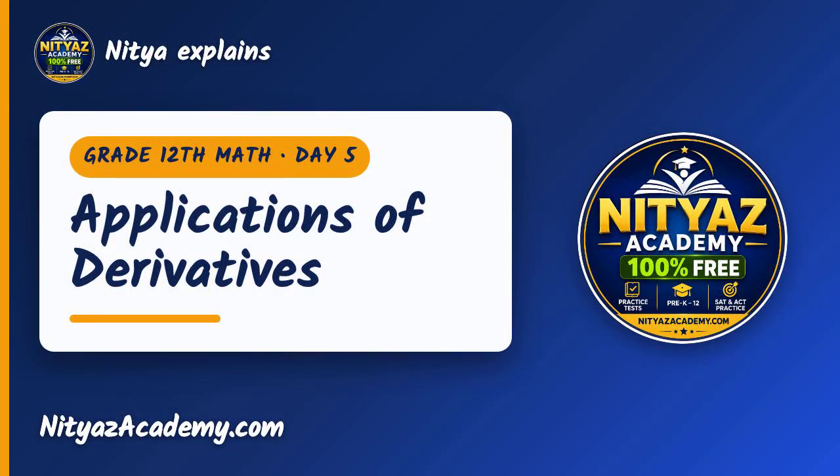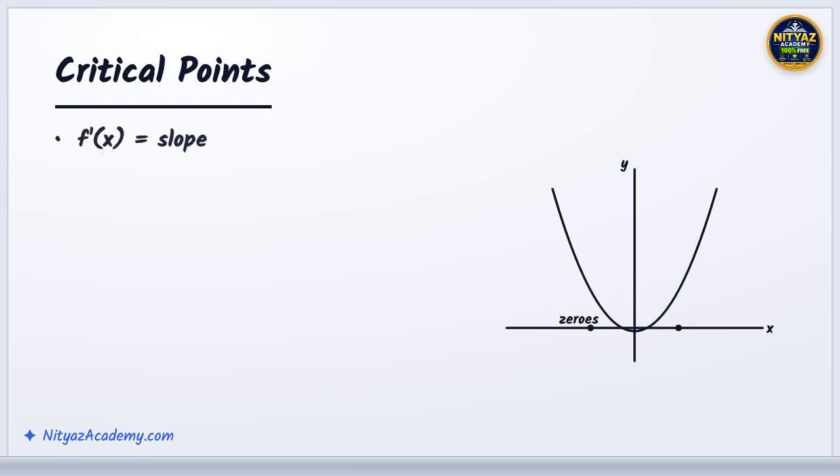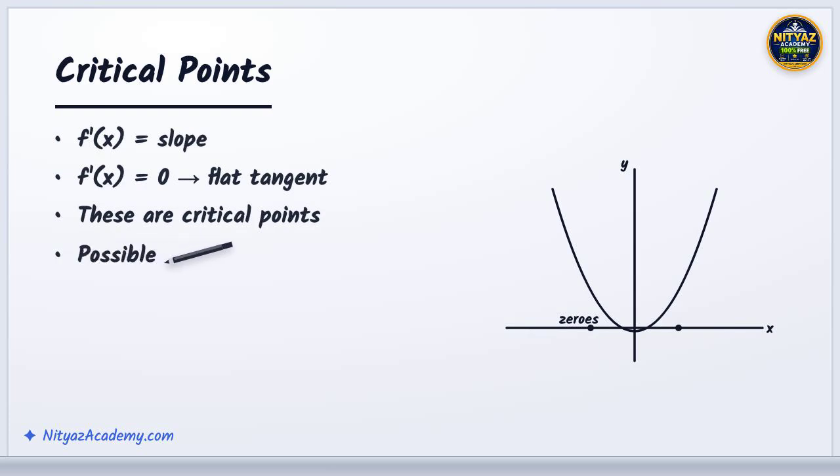Let's learn applications of derivatives together, step by step. The derivative gives the slope at every point. At a peak or a valley, the curve momentarily levels off, so the slope is 0. Setting f prime equal to 0 finds these critical points. They're the candidates for maximums and minimums, the places where a function turns around.